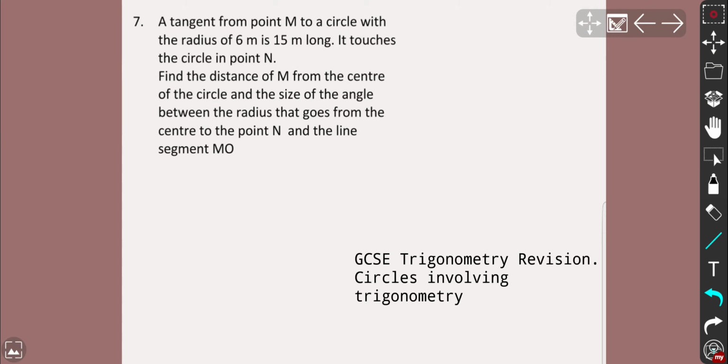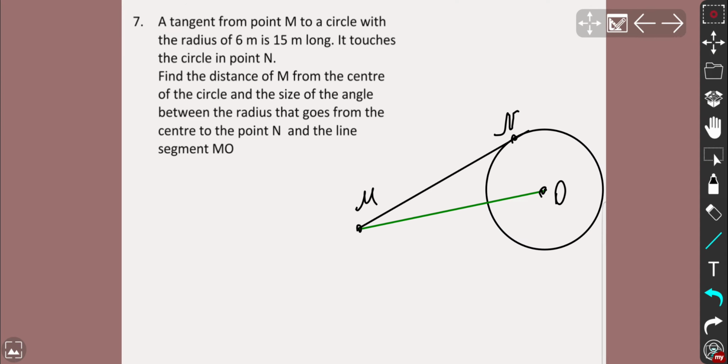Try to do it by yourself, pause the video, try to work out your answer, and try to compare with mine then. And we start doing this. I'm going to the next slide where we already have a sketch of the picture corresponding to the problem. Let's have a look. So we have a tangent from a point M to a circle with a radius of 6.